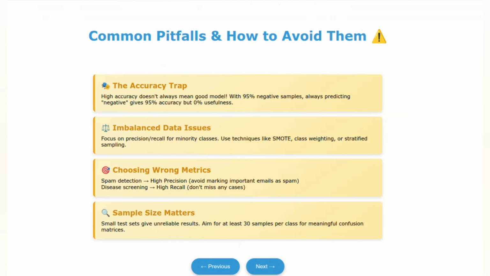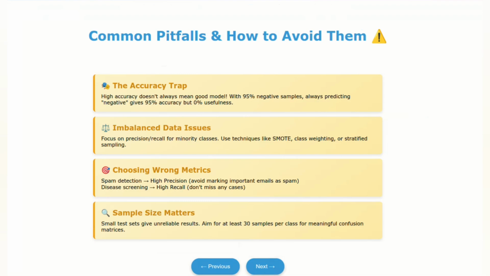Common pitfalls and tips. Imbalanced datasets. Be aware of accuracy in imbalanced datasets. If 95% of your data is negative class, a model that always predicts negative will have 95% accuracy, but be completely useless.